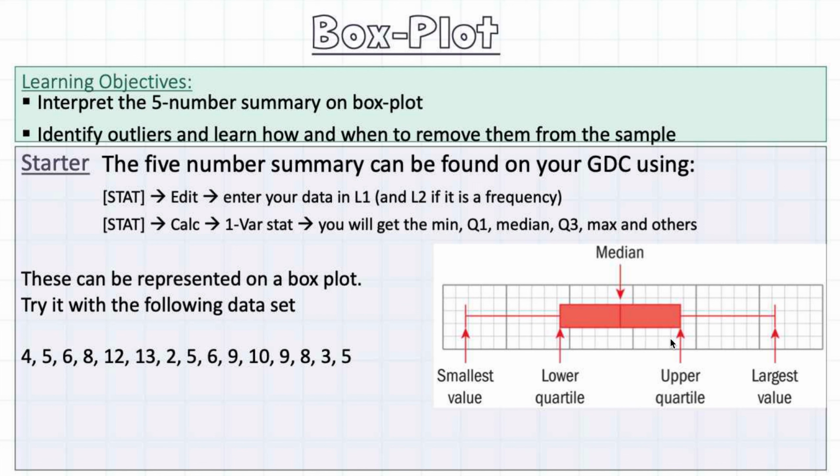So in a previous lesson, we've already discussed how to find those values. If you want to find them from a calculator, then it's through the one variance stat. It actually gives you all the values, the 5-number summary. So you can try it with this example. We'll be using these sets of numbers throughout in a couple of slides. So you can enter them in L1 right now and do the one variance stat and get the 5-number summary.